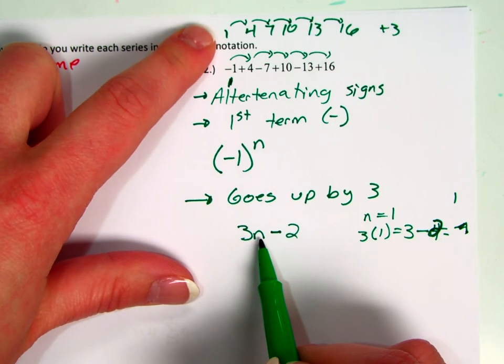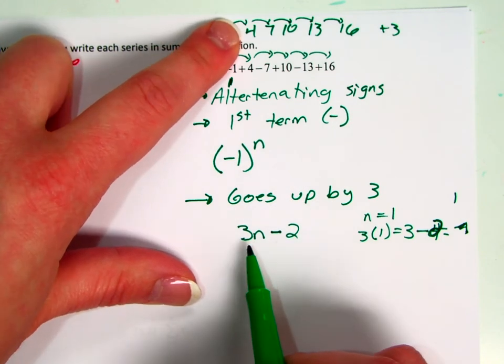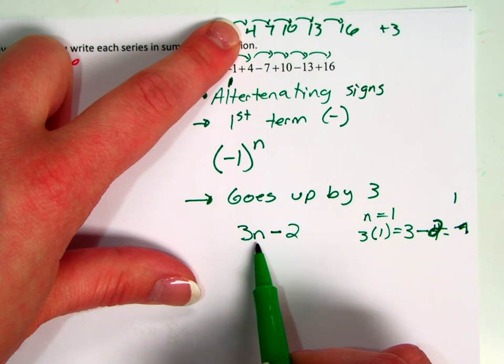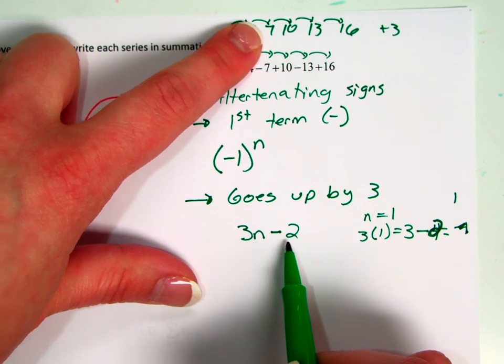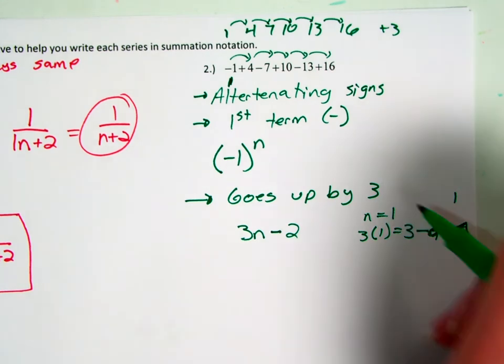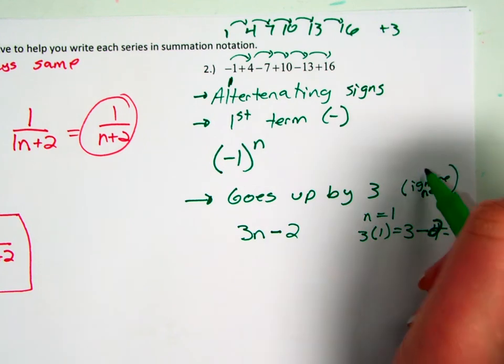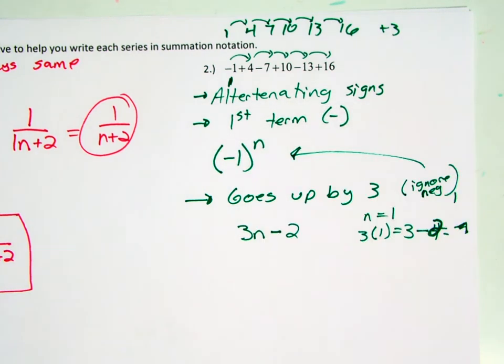So 3 times 1 is 3, minus 2 is 1, so that works. Now we're trying to get to the positive 4. So 3 times 2 is 6, minus 2 is 4. 3 times 3 is 9, minus 2. So remember, when you're doing this part, again, ignore the negatives at this moment, because we already took care of the negatives by doing this piece.